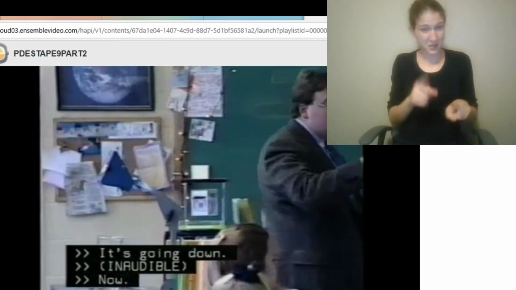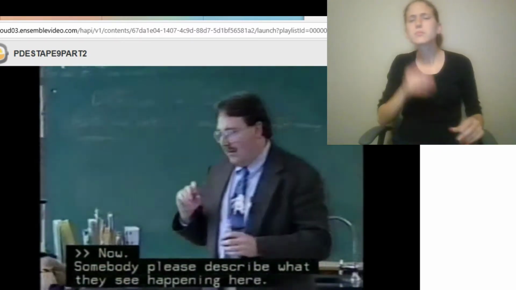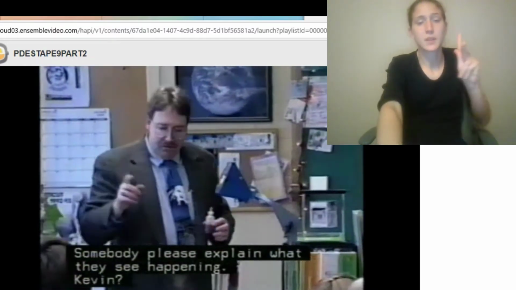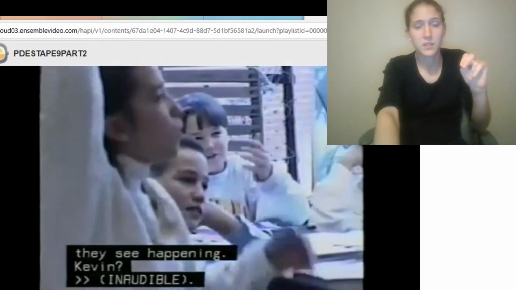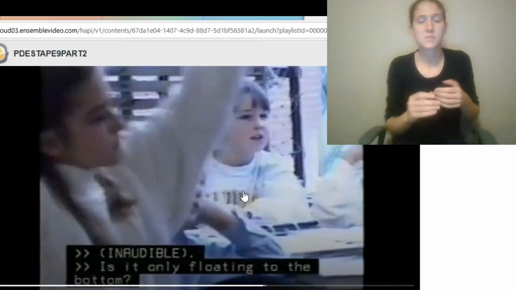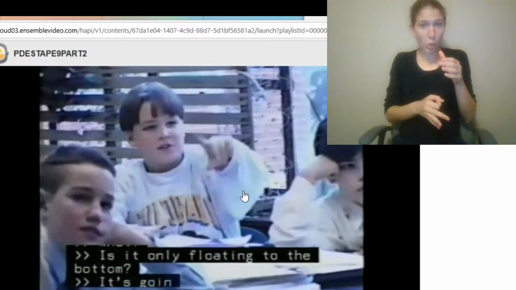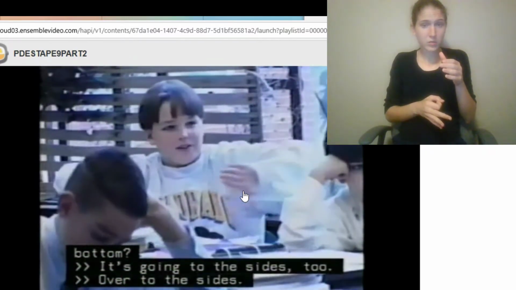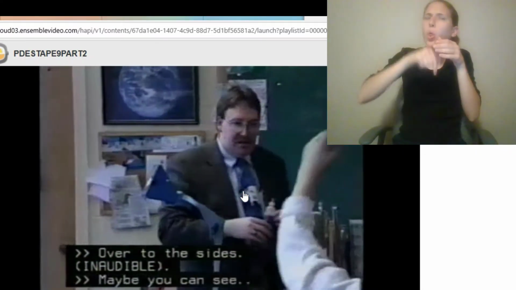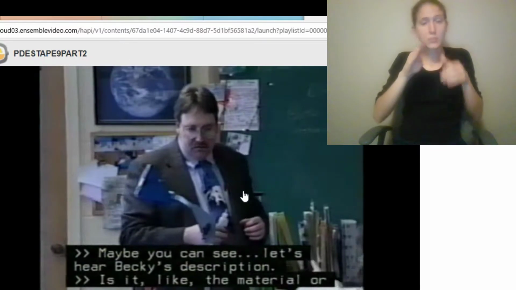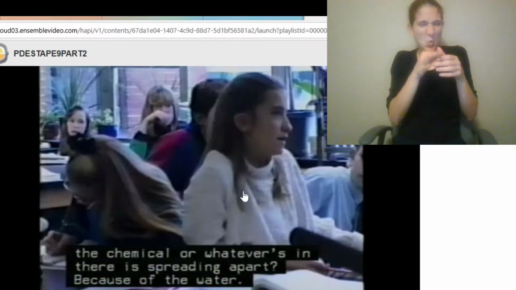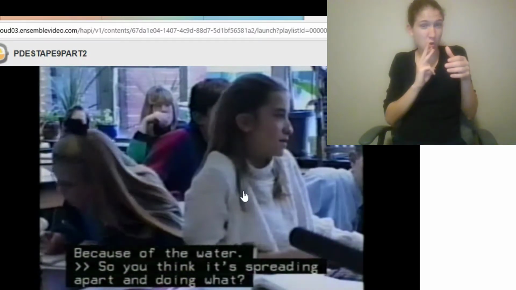Now, okay, somebody please describe what they see happening here. Somebody please explain what they see happening. Kevin? Okay, is it only floating to the bottom? Is it only floating to the bottom? Alright. Let's hear Becky's description. Like the material, whatever's in there, is spreading apart because of the water. Okay, so you think it's spreading apart and doing what?